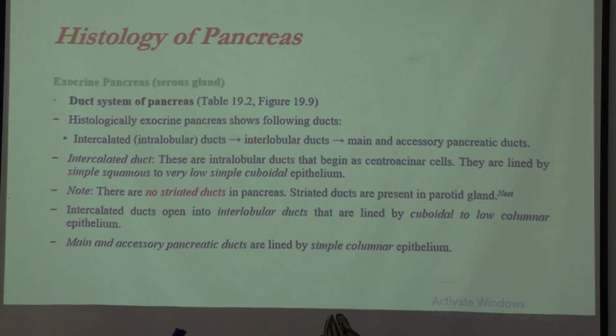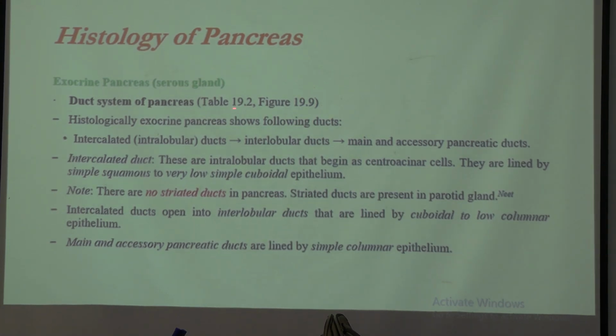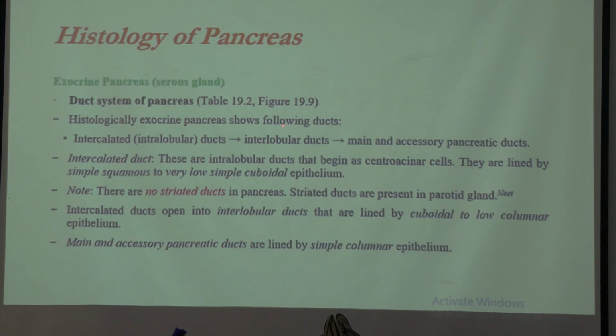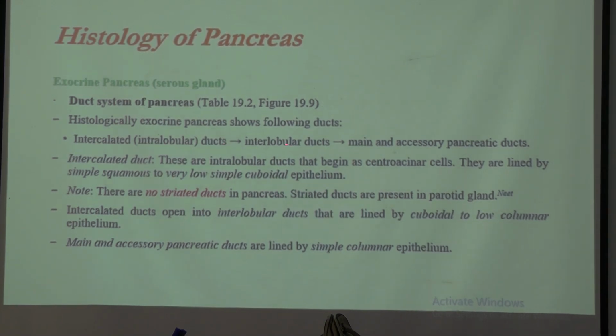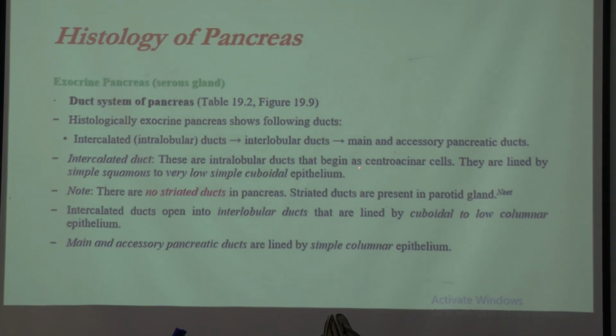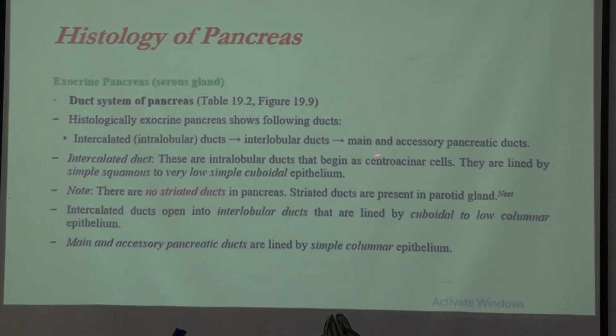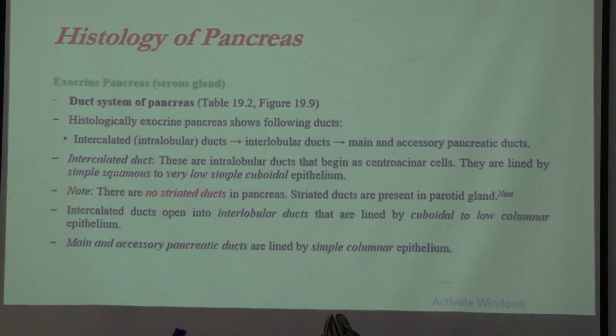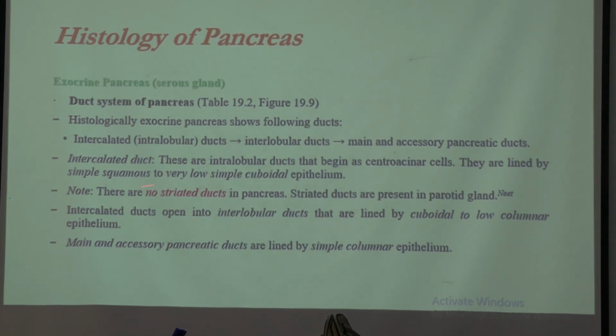Now, again the duct system of the pancreas. Histologically, exocrine pancreas shows the following ducts: intercalated ducts, interlobular ducts, into the main and accessory pancreatic duct. Intercalated ducts begin from centroacinar cells. They are lined by very low simple cuboidal epithelium.